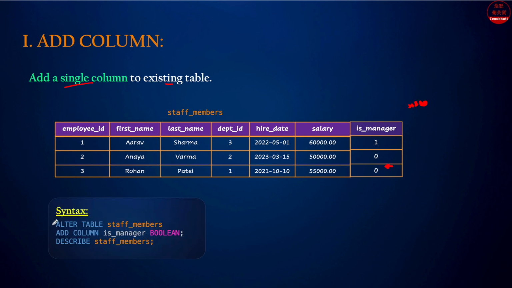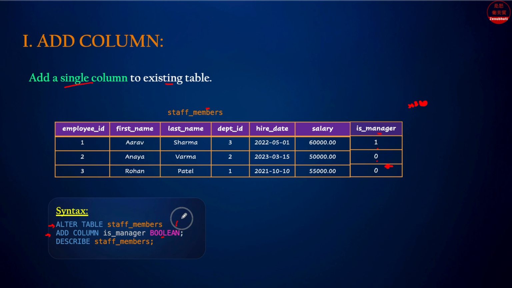The syntax for that is ALTER TABLE staff_members. So this is telling you are going to modify your table and its name is staff_members. And what you are going to modify is in the next line. You are saying ADD COLUMN is_manager. So you are writing add a column, is_manager is your column name and its data type is BOOLEAN since it's holding values zeros and ones.